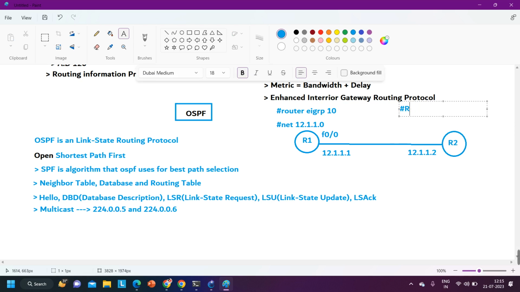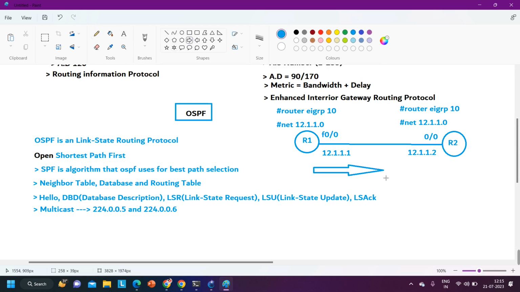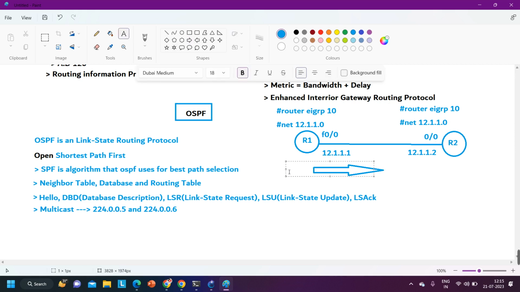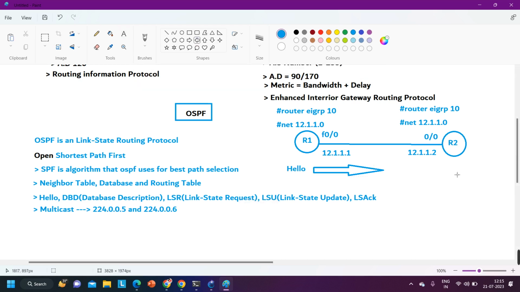Router EIGRP 10, and then network 12.1.1.0. Now this router will also check on which interface this network is running. So this network is running on F0/0. This interface will join the multicast group of EIGRP, and after joining the multicast group, it will start sending a hello message. It will send one hello message from this interface. This is nothing but a hello message, and router 2 will also send one hello message.